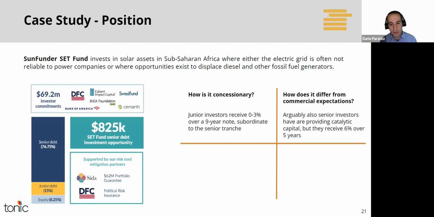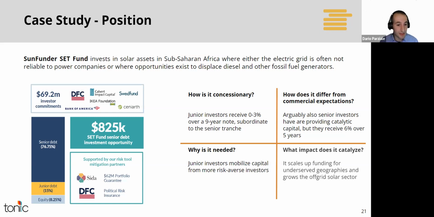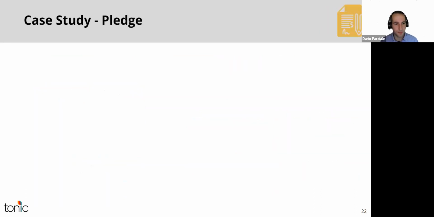This undercompensated risk will be an unusual dynamic in mezzanine finance, but it's more typical in catalytic capital. It is needed because junior investors can mobilize capital from more risk-averse investors, and the impact that it catalyzes is to scale up funding for underserved geographies and to grow the off-grid solar sector.